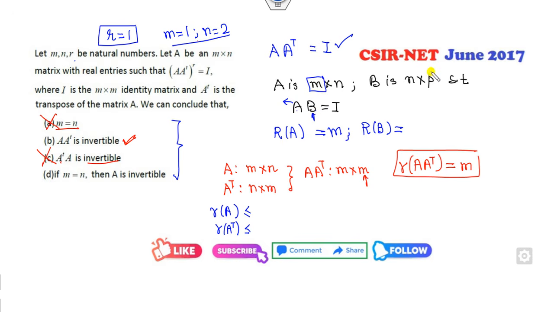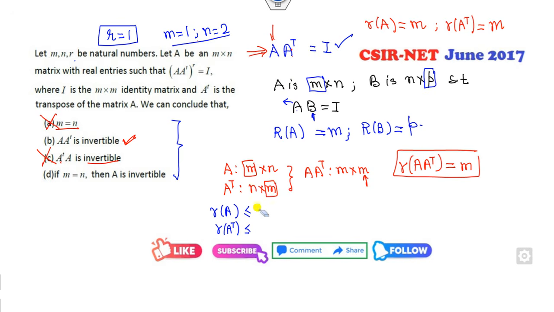B is my column, number of the columns of B. Fine. Now, the same case is given to you. Then what is the rank of A? Number of the rows of A. Number of the rows of A is m. A transpose: number of the columns of A transpose.